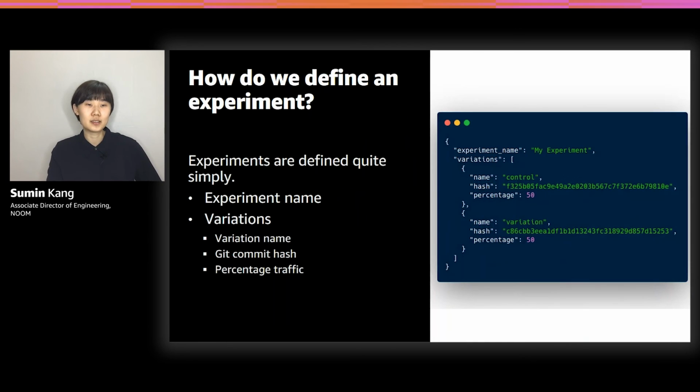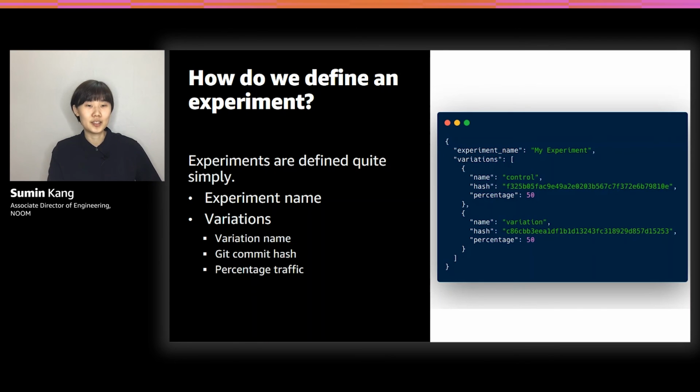So in practice, how does that look? It's actually quite simple. If you look at the right here, we have an example of a simple JSON definition pictured. So each experiment basically has a name and a list of variations. For each variation, we also need to define the git commit hash, which actually represents the experience we want to put the user in. We also define how much percentage of our traffic we want to allocate to each variation.